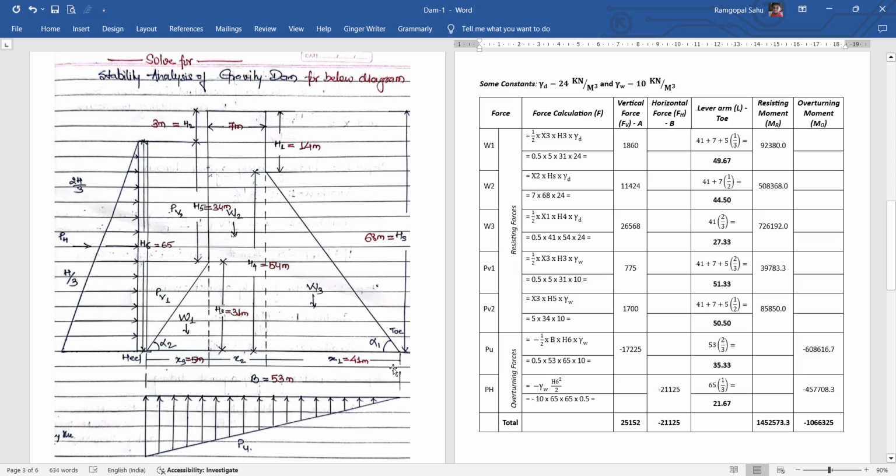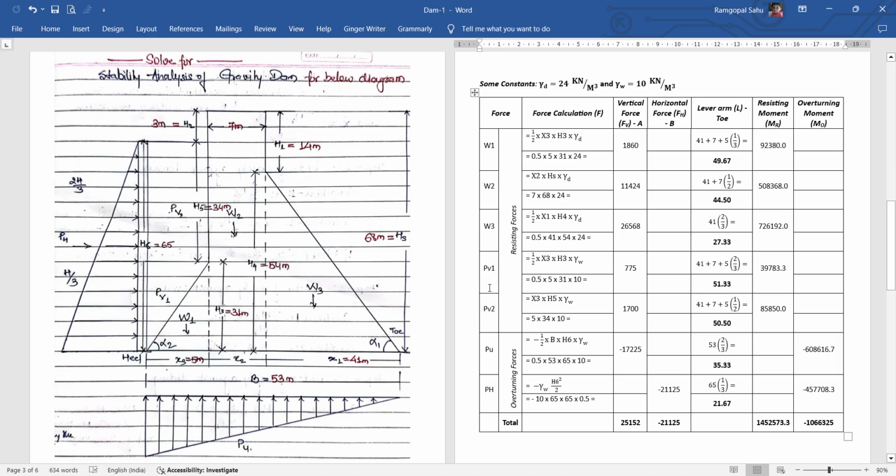Similarly, W2 is a rectangle, so CG will be at the center. So here the lever arm will be 41 plus x2 by 2. So 41 plus 7 into 1 by 2. Now W3 is a triangle and we are standing in the acute angle direction. So here the CG will be at a distance of 2 by 3 of x1. So 41 into 2 by 3.